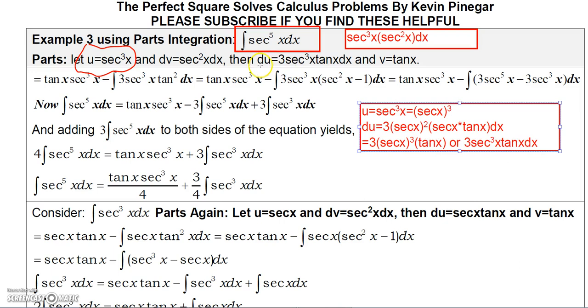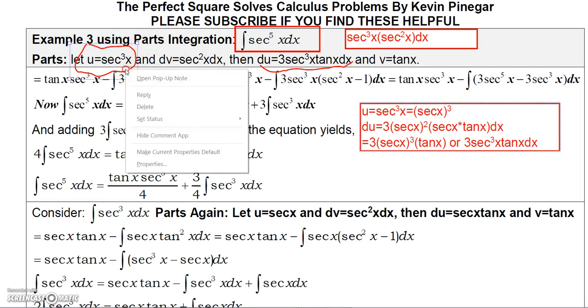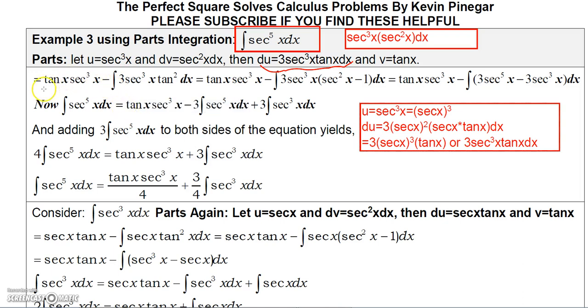And that was just in case you needed help understanding where I got this from. So now if I use the definition for parts integration, I would do uv, and if you multiply u and v together, that would be the secant cubed x times the tangent x. So there's your uv. And then minus the integral of v du. Now remember, v is the tangent x. So v du would be this right here, 3 secant cubed x tangent x.